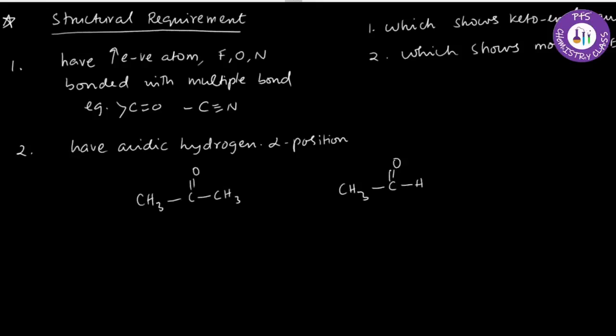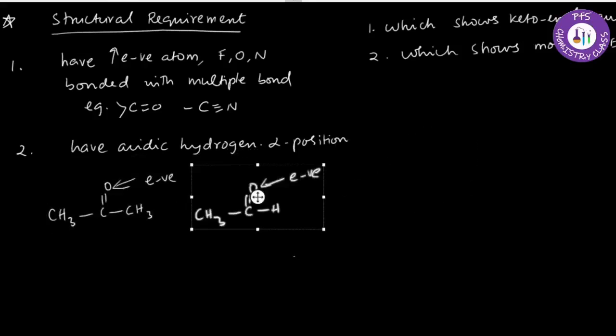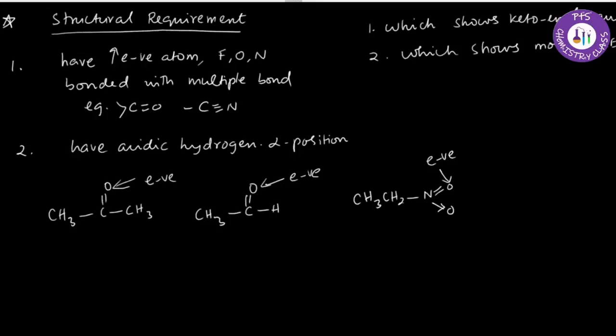Now in this C double bond O, oxygen is electronegative, and carbon is also electronegative, with a multiple bond present. Similarly, if you see another compound, say a nitro compound, CH3 CH2 N double bond O single bond O, a nitro group, with a coordinate bond formed. So if there is a nitro group, N double bond O, this is an electronegative atom. This can also show keto-enol tautomerism.